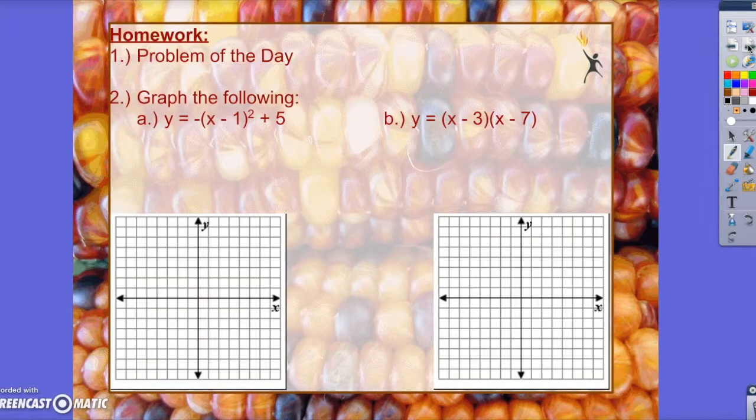Homework tonight, we do the problem of the day from the front, and then just graph one of each method. See what you can do, and we'll go over it tomorrow.